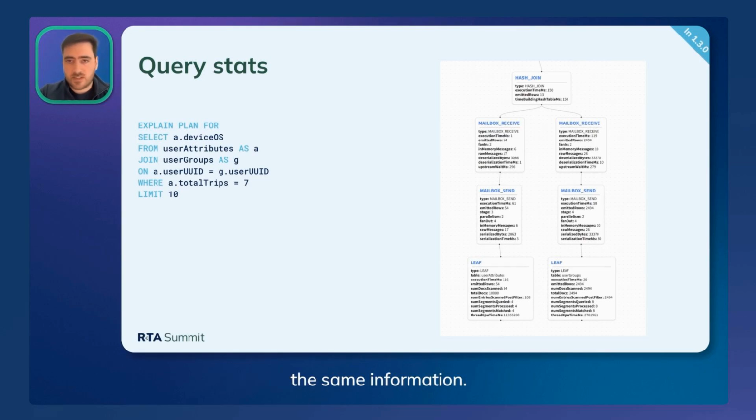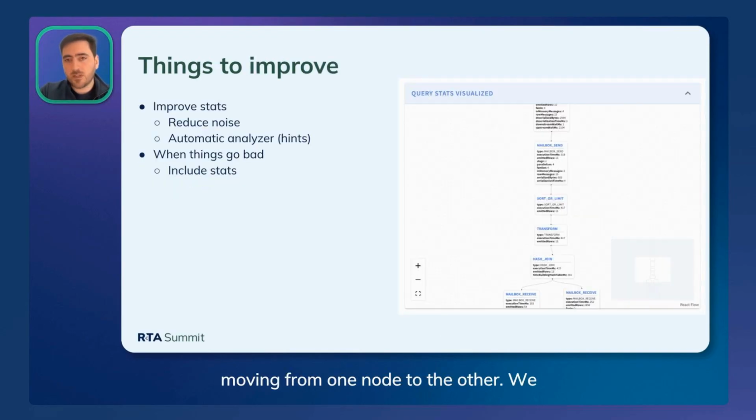And here you have the same information. In fact, what it does is read that JSON and just show the same information in a more beautiful way. Here you can see the same information, but drawn as boxes connected with lines, which show how the information is moving from one node to the other, right?